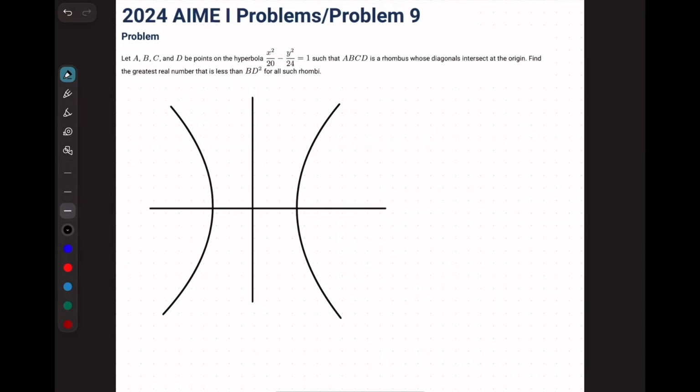Number 9, the 2024 AIME I Problem. Let A, B, C, D be points on the hyperbola x squared over 20 minus y squared over 24 equals 1, such that ABCD is a rhombus whose diagonals intersect at the origin. Find the greatest real number that is less than BD squared for all such rhombi.